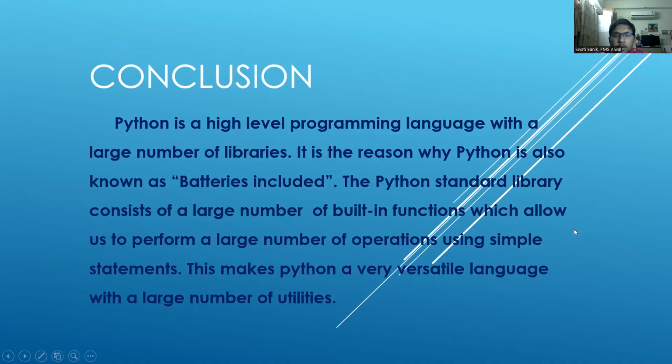Now let's discuss my conclusion. Python is a high-level programming language with a large number of libraries. It is the reason why Python is also known as batteries included, because of the large number of libraries it has. The Python standard library consists of a large number of built-in functions which allow us to perform a large number of operations using simple statements. This makes Python a very versatile language with a large number of utilities.